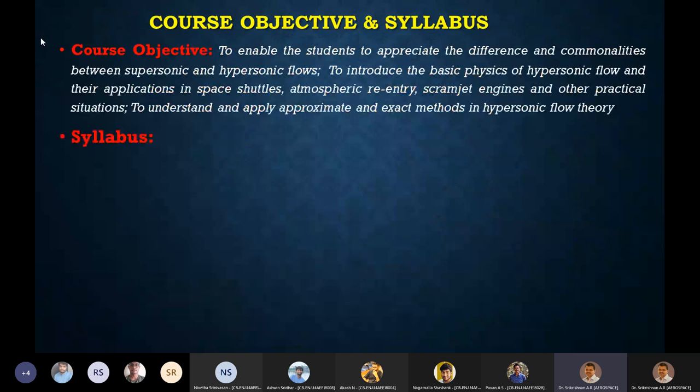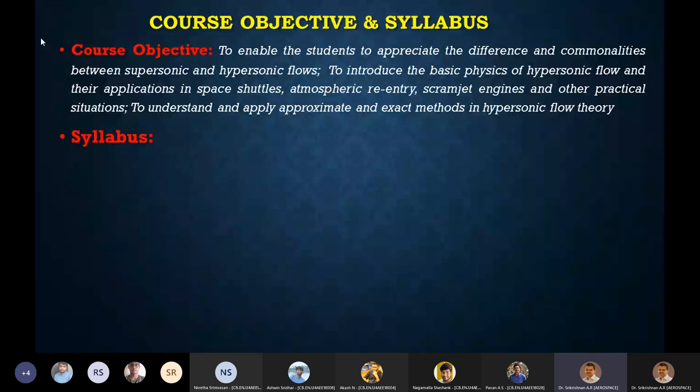Okay, first about the course objective. The objective of the course is listed as the one to enable students to appreciate the differences and commonalities between supersonic and hypersonic flows, to introduce basic physics of hypersonic flow and their applications in space shuttles, atmospheric re-entry, scramjet engines, and other practical situations, and also to understand and apply the approximate and exact methods in hypersonic flow theory.